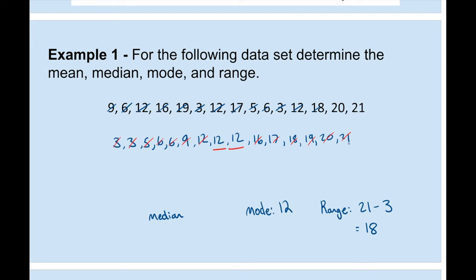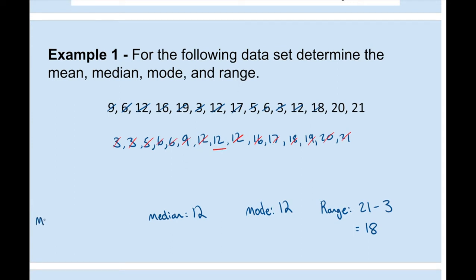We have 1, 1, 2, 2, 3, 3, 4, 4, 5, 5, 6, 6. Forgot to cross one more off. So we actually, my mistake, we don't have two middle values. We only have one middle value. So in this case then, our median is just 12. We only have the one value. If we did have the two middle values, we'd have to calculate the average between the two of them. So there we have our median.